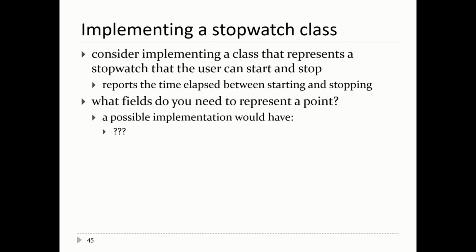What about a stopwatch? So I want to implement a class where someone can simulate pressing a start button and simulate pressing a stop button. They can also look at the watch and see how much time has elapsed since they pressed start. If they press stop, then when they look at the watch, it tells you how much time elapsed between pressing start and stop. So now the question is, how do I implement this? So how would you implement this? What information do you need in this case? Any ideas?